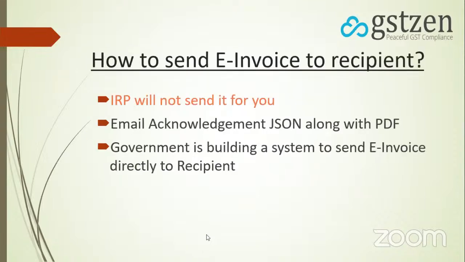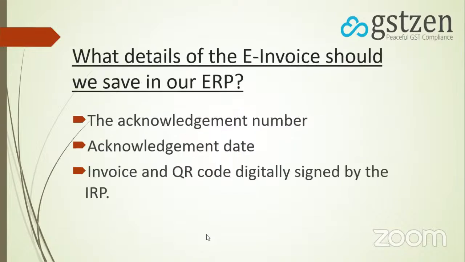How to send an e-invoice to the recipient? IRP will not send it for you. You should send the PDF along with the acknowledgement JSON so that the buyer can verify from both sources by scanning the QR code as well as with the acknowledgement JSON. What details of the e-invoice should you save? You should save the acknowledgement number, date, and invoice with a QR code digitally signed by IRP.